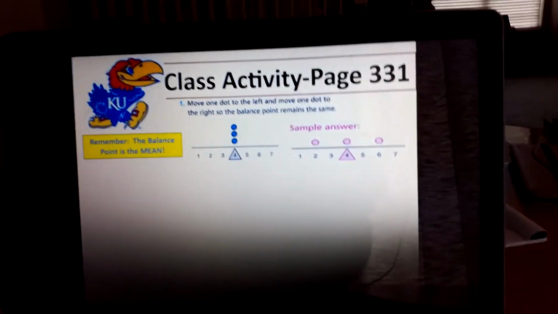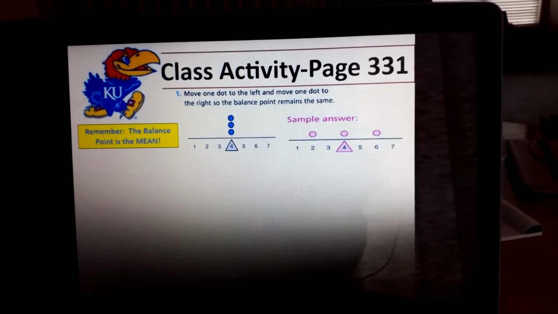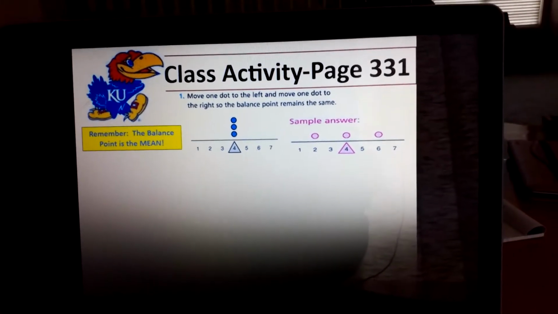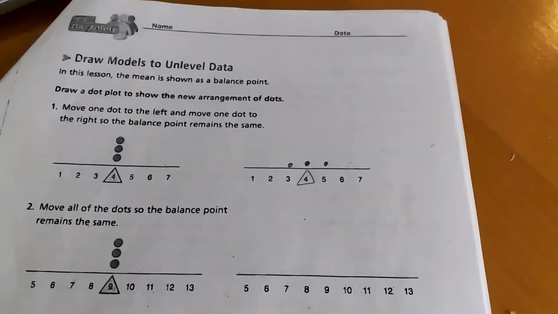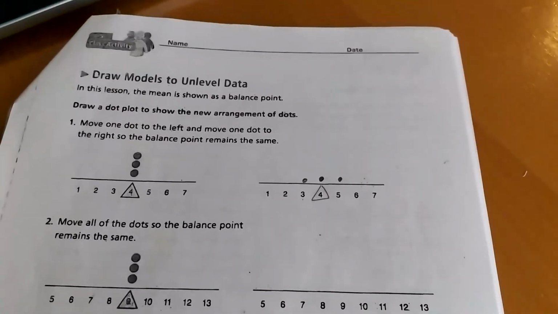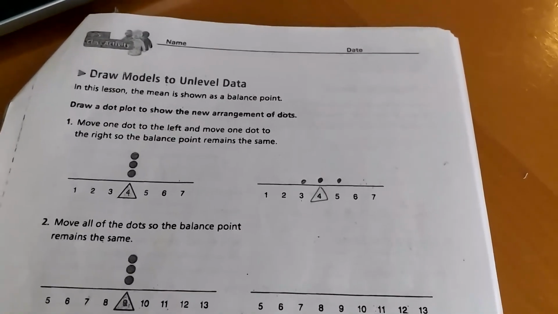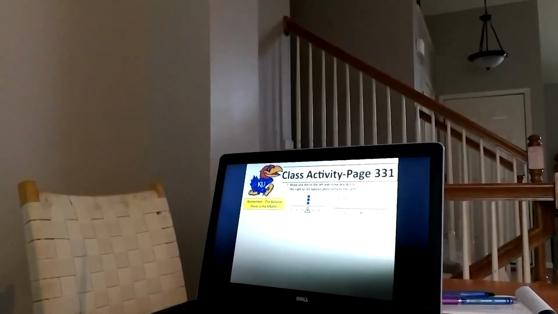There. Okay, that would be a sample answer to have one dot on the 2 and one dot on the 6. Now on my paper, I put one dot on the 3 and one dot on the 5. Okay. Now maybe on your paper, you put one dot on the 1 and one dot on the 7. That's fine. As long as both the dots are equal distance away from the 4, then we're all right.